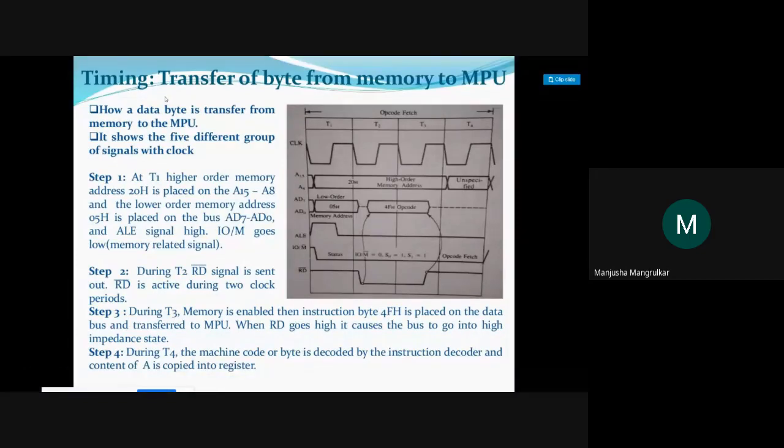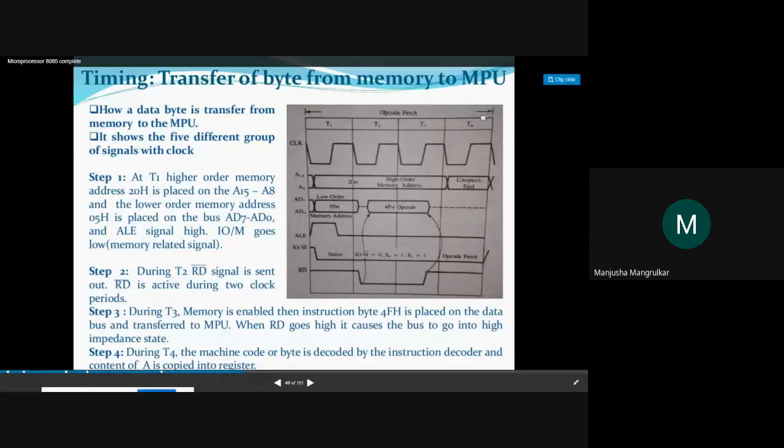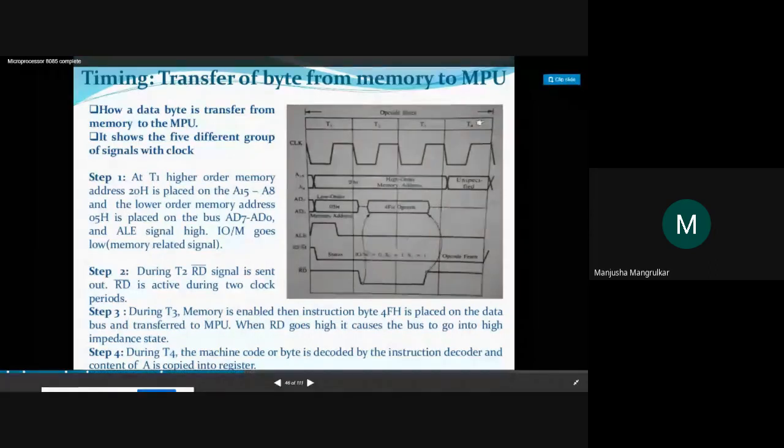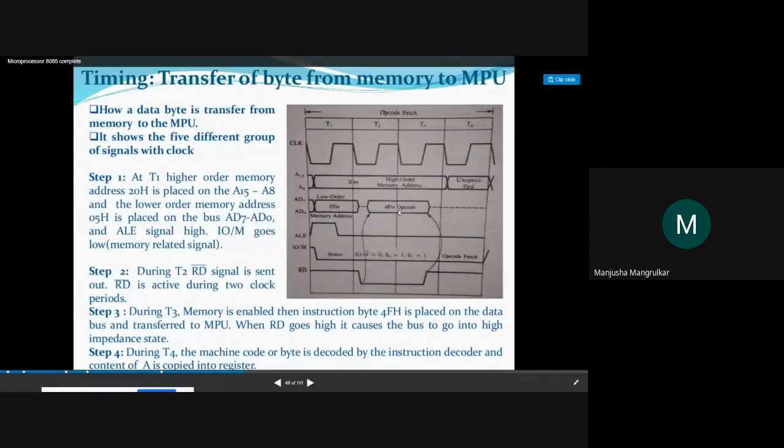Now the timing of transferring the byte from memory to the microprocessor. These are the T states, right? Opcode fetch. How is it fetching an opcode? 4F is an opcode. We are just fetching an opcode, right? This is T1, T2, T3, T4, right? These are the clock signals, complete clock signals, right?